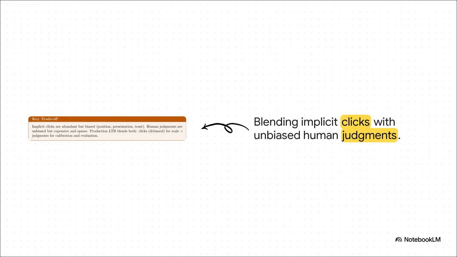But to actually train the model for high NDCG, we run into a major data tension. On one side, we have implicit user clicks. These are highly abundant, very scalable, but they are heavily biased because, let's be real, users blindly trust the top results and usually just click the first thing they see. On the flip side, we have unbiased, graded relevance from actual human evaluators. Fantastic quality, but incredibly expensive and sparse. So production models survive by blending the two together, using debiased clicks for sheer scale and human judgments for precise calibration.